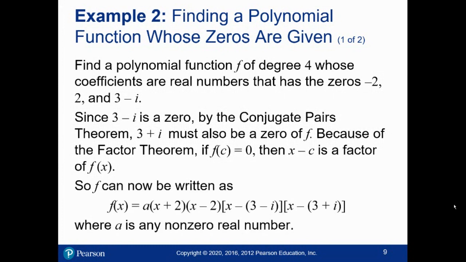Okay, so negative 2 was a root, so therefore x plus 2 is a factor. Positive 2 was a root, therefore x minus 2 is a factor. 3 minus i and 3 plus i were both roots. And then I can multiply by some real number out in front if I want to.